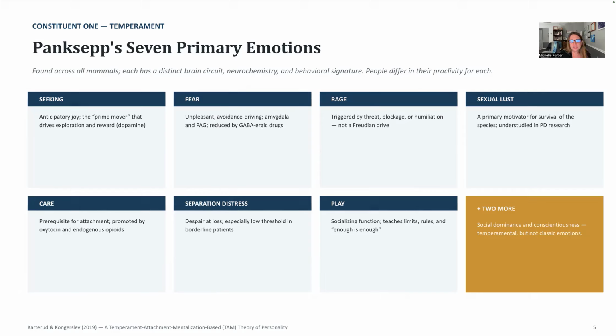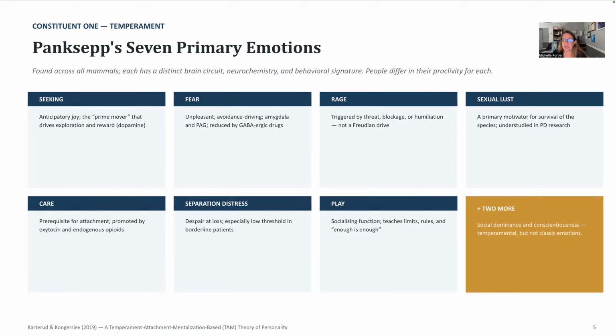The second emotion that they talk about is fear, and this is an unpleasant emotion. It's avoidance driving. When we are afraid of something, we want to avoid it. We want to get away from it. And the brain circuitry that it involves is the amygdala and the PAG. The fear can be reduced by GABAergic drugs. So we have these little GABA receptors in our brain that help with reducing our fear and our anxiety. And we can make GABA. It's really interesting. Or take GABA in.